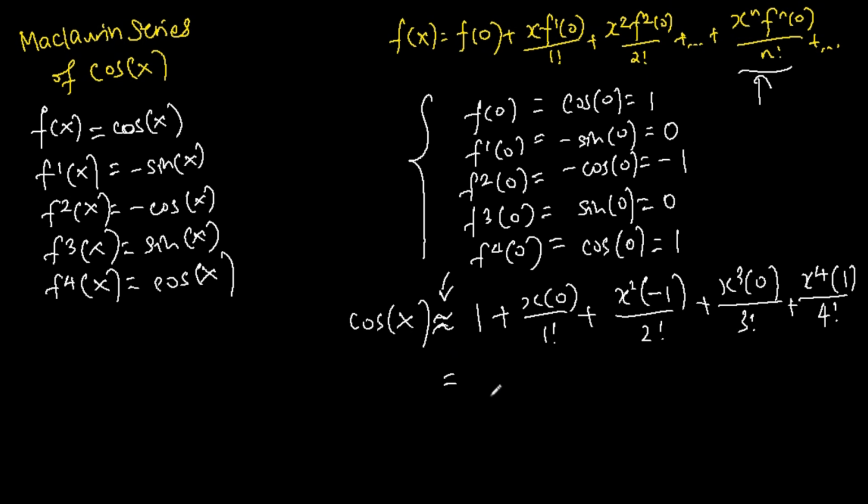Last but not least, we further simplify the equation. We will get 1, the second term is 0, the third term is negative x squared over 2 factorial. The fourth term is 0, the fifth term is x to the power of 4 over 4 factorial. Alright, and this is the final answer of the Maclaurin series of cosine x.